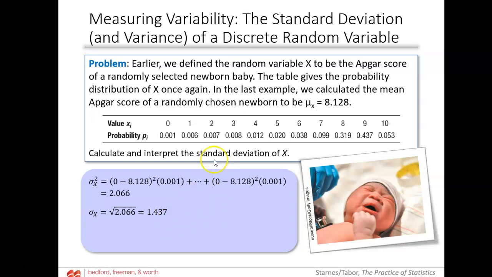So we do have to kind of be ready for anything. We know that. So we've calculated the standard deviation to be 1.437. How do we interpret that? So don't forget this many, many, many thing, right?